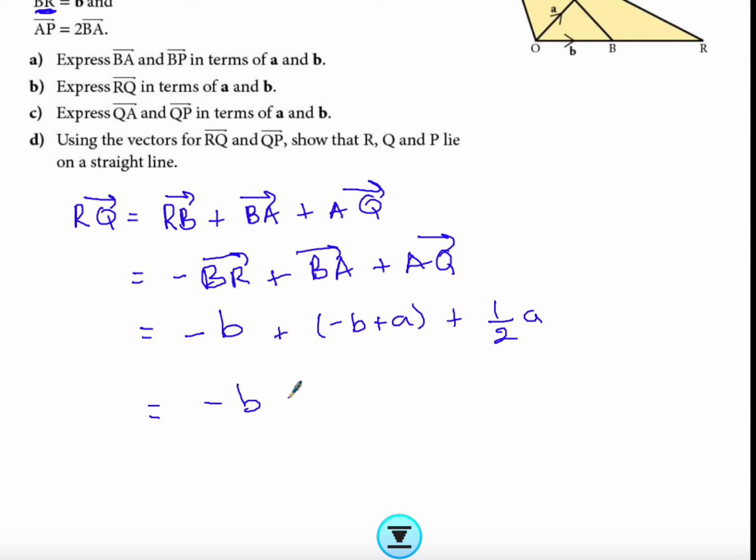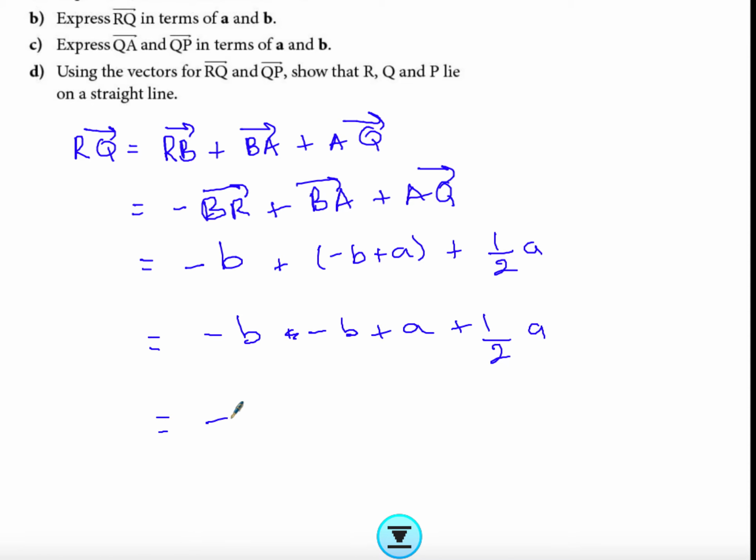We just expand out. I get a negative B plus A plus a half A. And just simplify it as you would. So this is negative B plus 3 over 2A. And that's the final answer on part B.